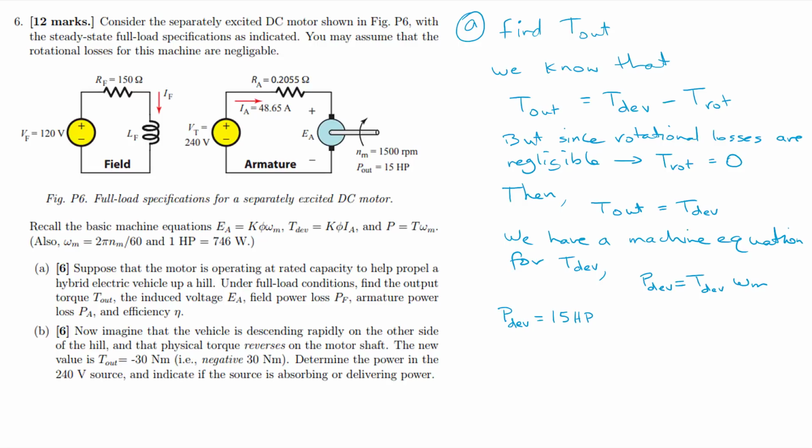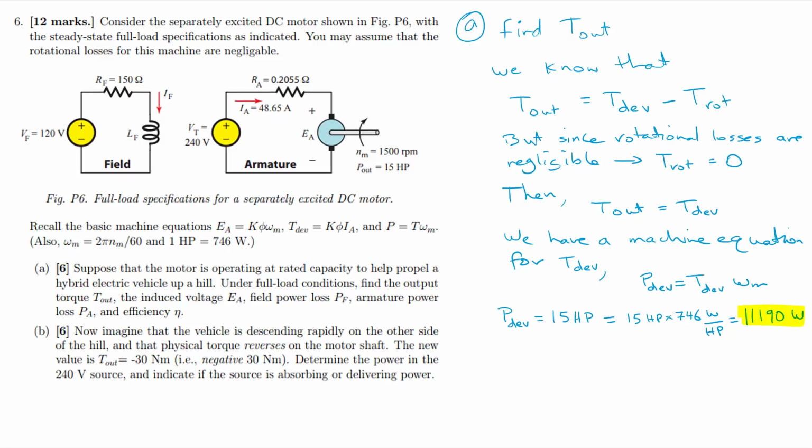Now we have to convert that into watts, so we're going to use our relationship for horsepower and convert it into watts. So 15 horsepower times 746 watts per horsepower works out to 11,190 watts. So that is the power developed.